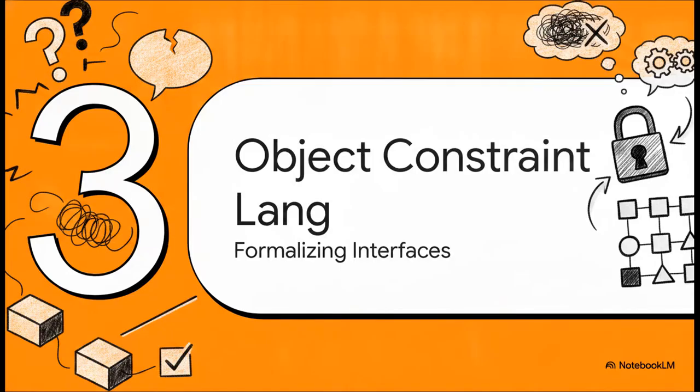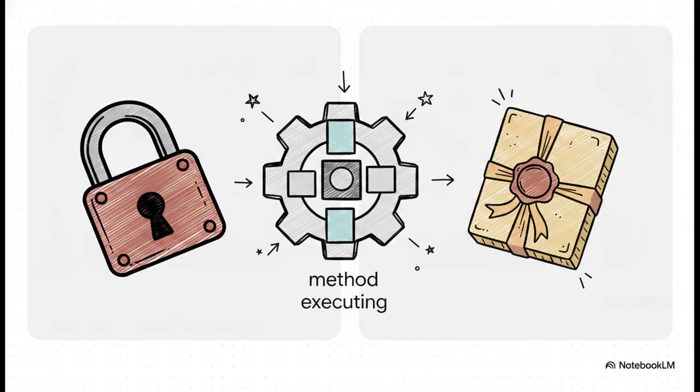Which brings us nicely to Section 3, formalizing interfaces with the Object Constraint Language. One of the biggest challenges in component composition is dealing with ambiguity. Relying on informal, natural English documentation is incredibly dangerous because it leaves way too much room for interpretation, and interpretation leads to major system errors. Our formal solution for this is OCL, the Object Constraint Language. OCL lets us define incredibly strict rules for our components.